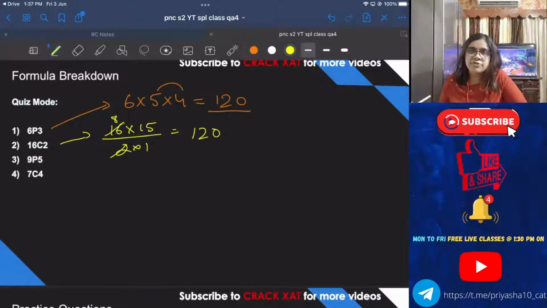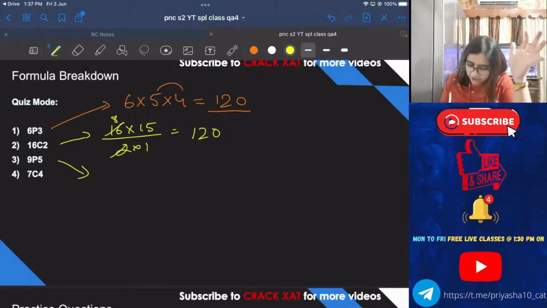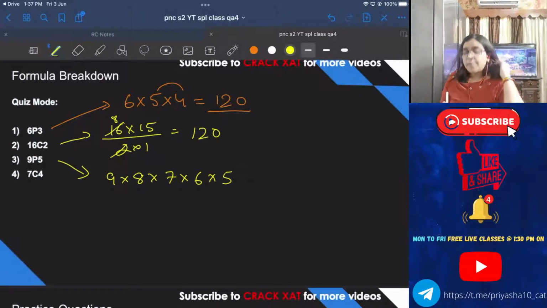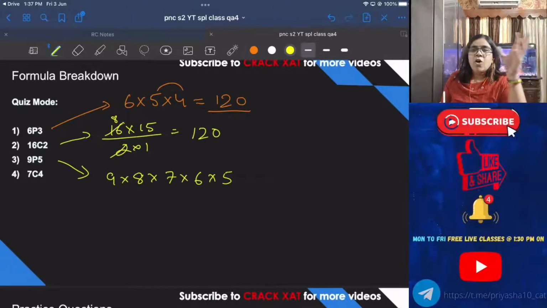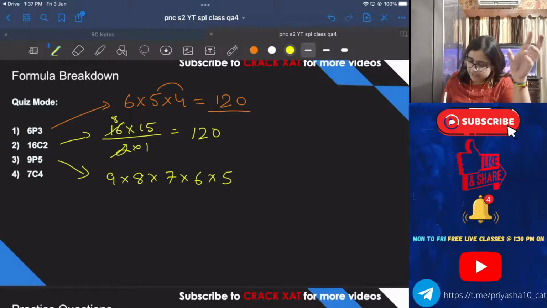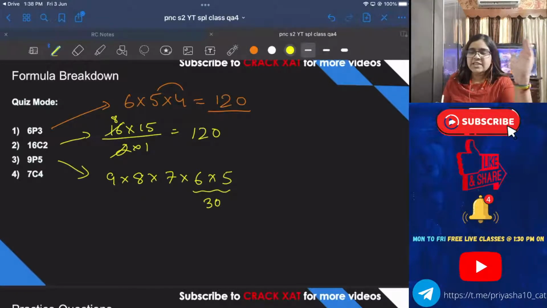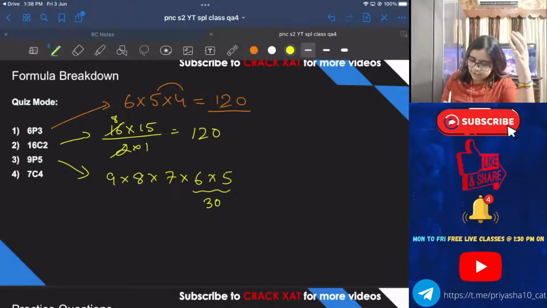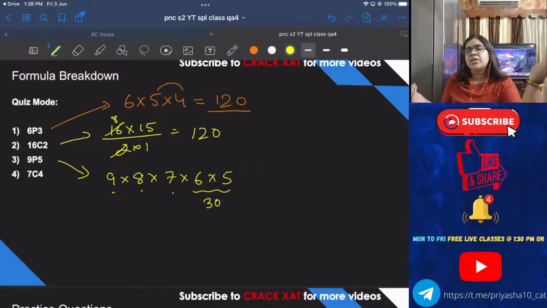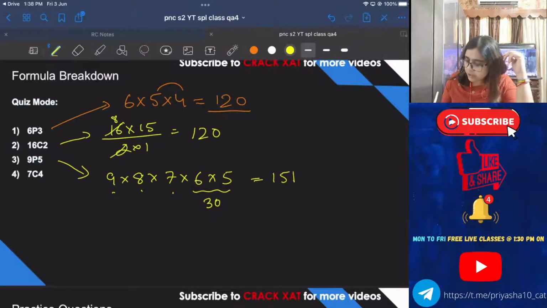18 into 8 into 15. Okay. Same goes to 9P5. Now the calculation is longer here, no doubts. 9 into 8 into 7 into 6 into 5. Okay, but what can we do in these cases? Always try to make groups and pairs. Like 6 into 5 will surely give you a 30. So आपको 30 की चिंता करने की जरूरत नहीं है, आपको बस 3 की चिंता करने की जरूरत है. Fine. Similarly, if you land across any of these calculations, you can make a group and carry forward your calculations. The answer will be 15120.